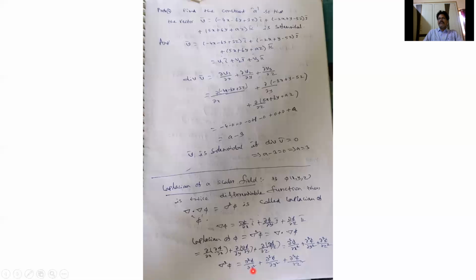Therefore del square phi is equal to ∂²phi/∂x² plus ∂²phi/∂y² plus ∂²phi/∂z². This is called the Laplacian of the scalar field phi.